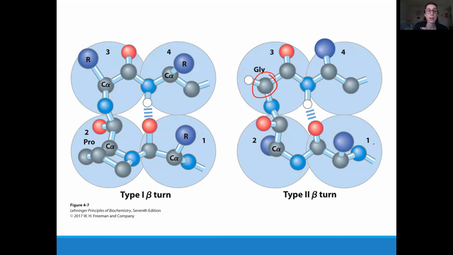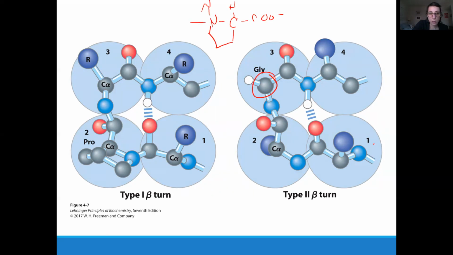Now you look, the type 1 beta turn is one that utilizes a proline and it's in position 2. Because proline has that natural R group that actually kinks up a peptide bond. Remember, proline has an R group. If this was our amino acid, here's our proline, and it actually bonds back onto the NH here.